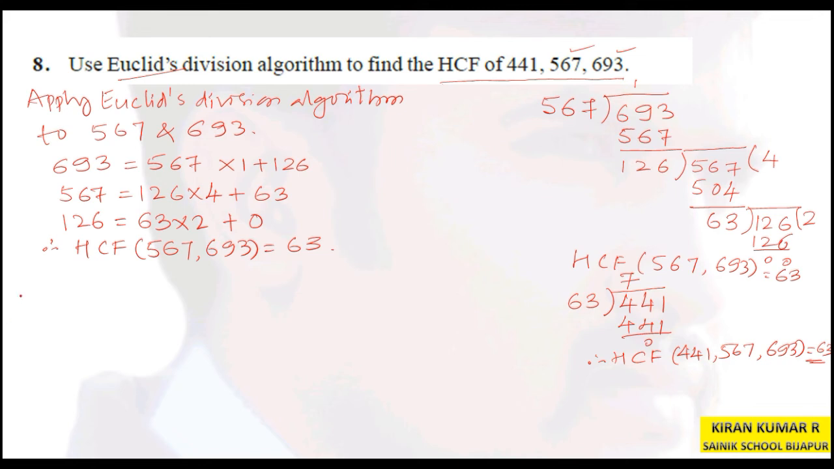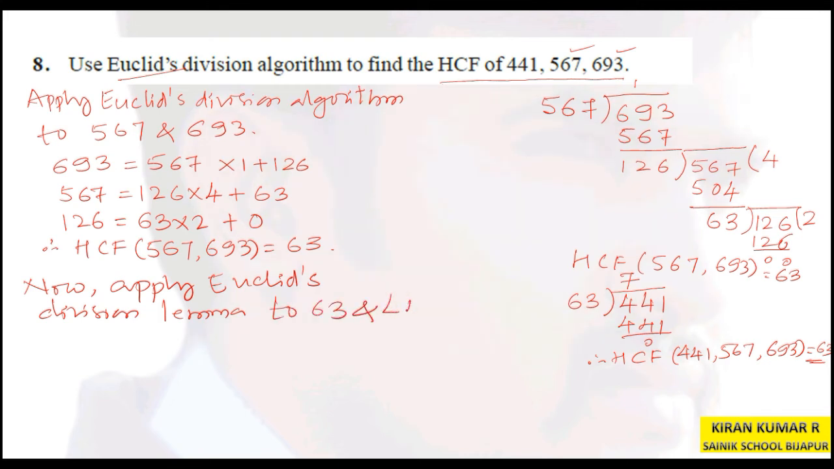Now let me write it here. Now apply Euclid's division lemma to 63 and 441. So this 441 is written as 63 times 7 plus 0. Here r is equal to 0, which implies 63 is the highest common factor.